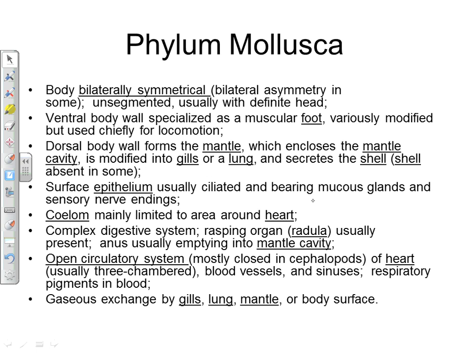They have this little tongue-like thing called the radula. It looks sort of like a chainsaw. We'll look at a picture of it in a minute. And that helps them to scrape food, like plant matter.